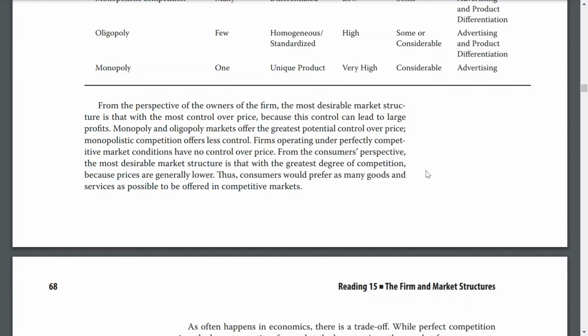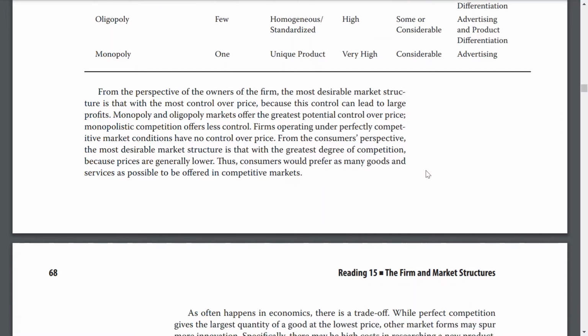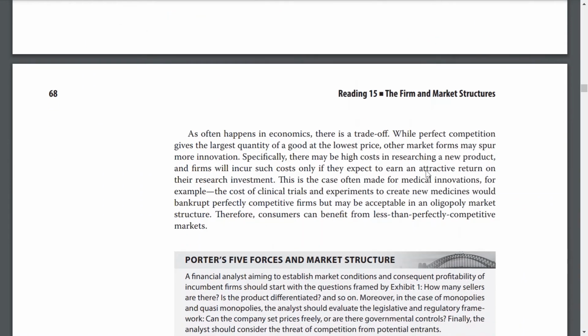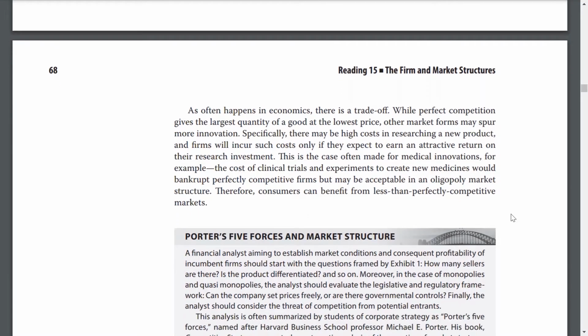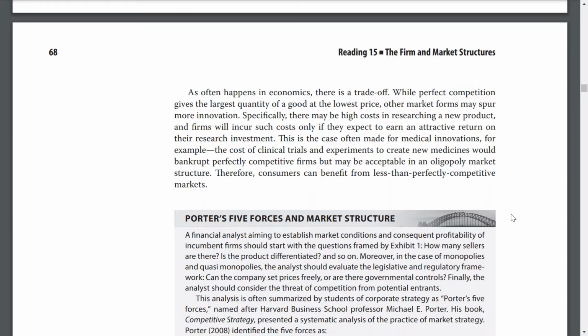From the consumer's perspective, the most desirable market structure is that with the greatest degree of competition, because prices are generally lower. Thus consumers would prefer as many goods and services as possible to be offered by competitive markets. As often happens in economics, there is a trade-off. While perfect competition gives the largest quantity of goods at the lowest prices, the other market forms may spur more innovation. Specifically, there may be high costs in researching a new product, and firms will incur such costs only if they expect to earn an attractive return on their research investment.